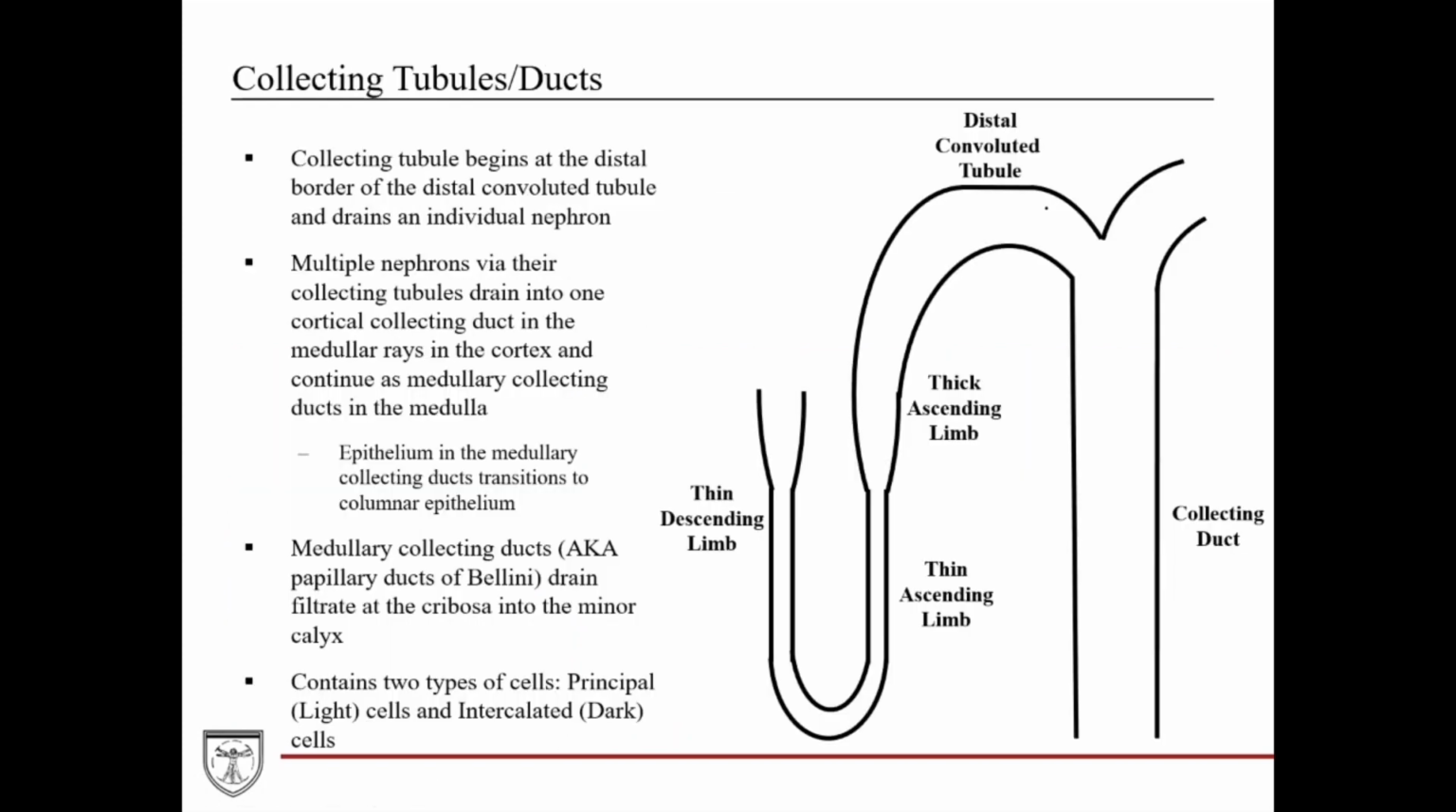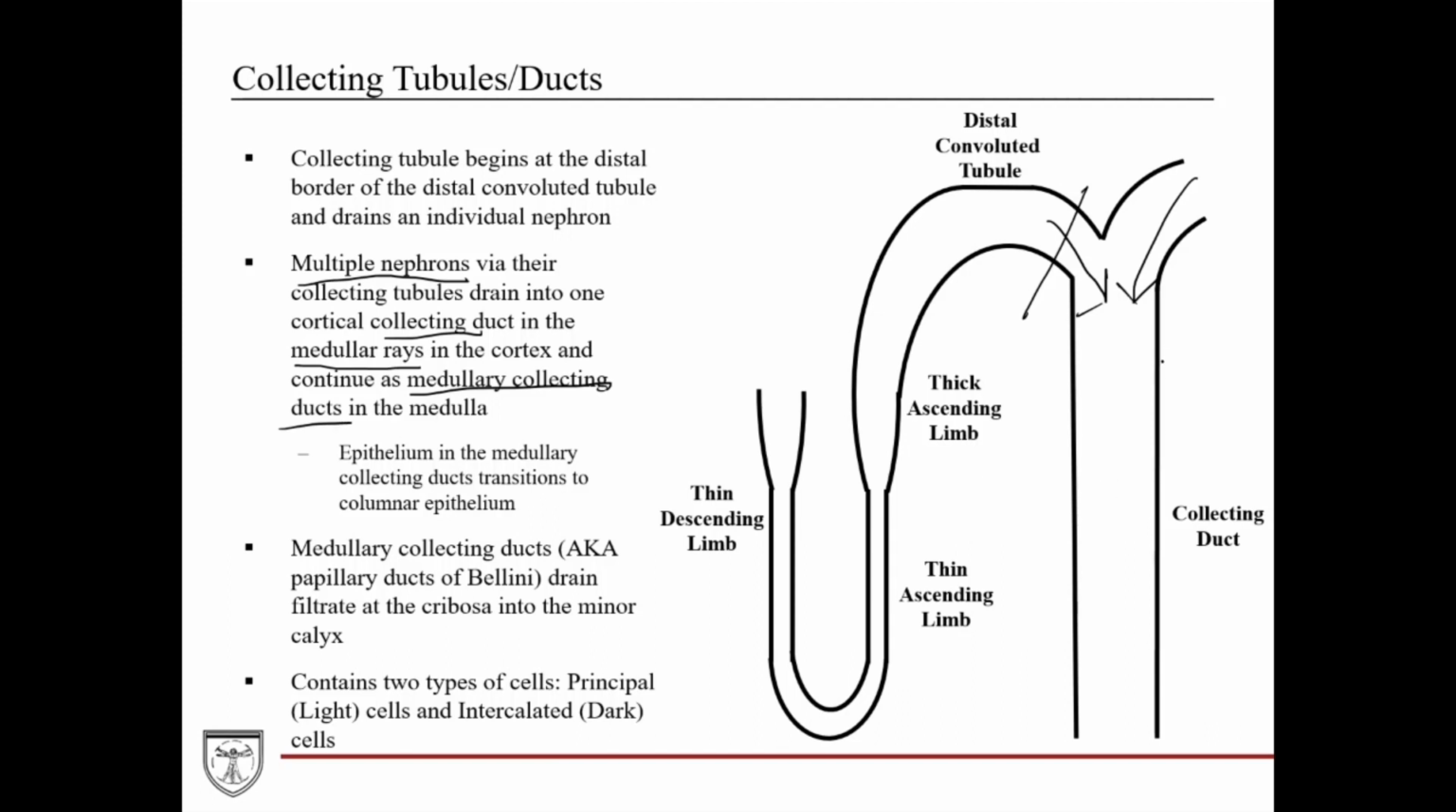So the collecting tubules or collecting duct begin at the distal border of the distal convoluted tubule. This is where the nephron would end, and then you begin forming the collecting tubules and collecting duct. And as we show here, multiple nephrons, via their collecting tubules, drain into one cortical collecting duct. Collecting tubules drain into the collecting duct, and this occurs in the medullary rays. This is where the collecting duct begins, in the cortex, and then as it continues down into the medulla, it becomes the medullary collecting ducts.